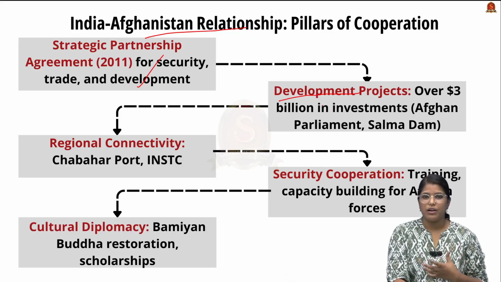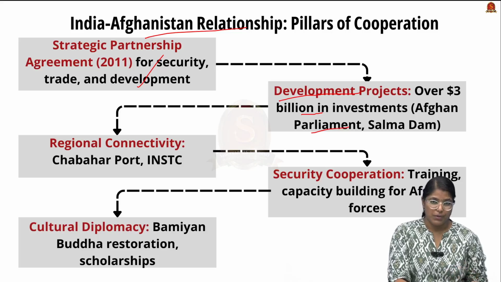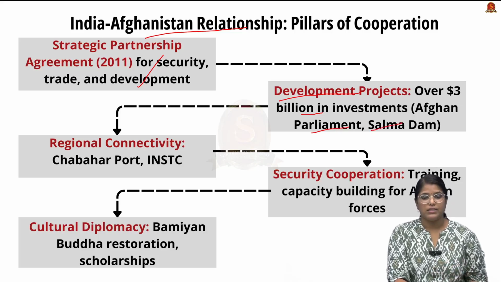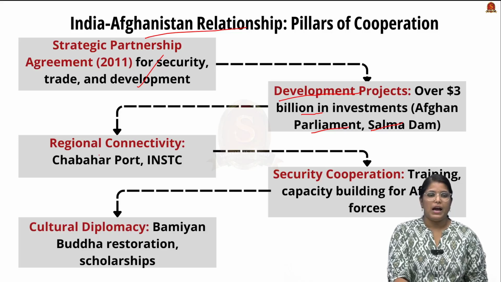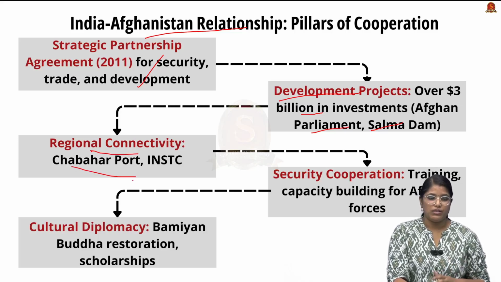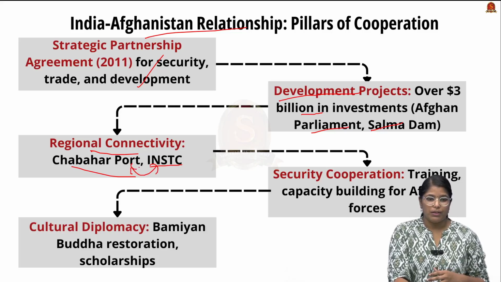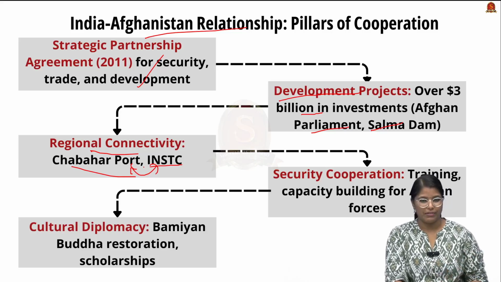For example, we have funded a lot of developmental projects. Over $3 billion in investment we have done with Afghanistan. A very good example for such kind of investment is the Afghanistan Parliament, as well as the Salma Dam. And then we have regional connectivity with Afghanistan, especially through the Chabahar port and the international north-south transit corridor. So both the connectivity, we actually bypass Pakistan by using both the connectivity through Afghanistan.